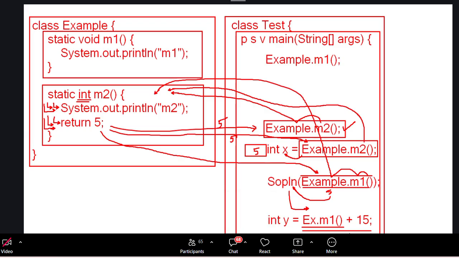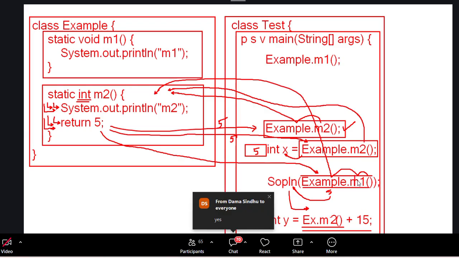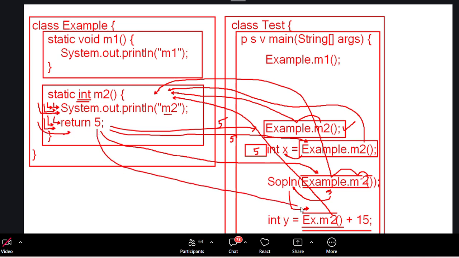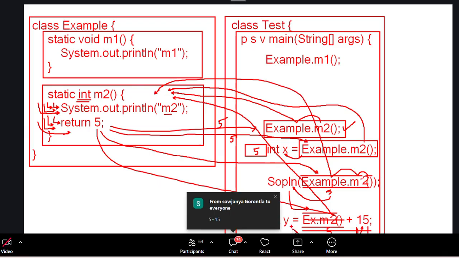Oh, okay, M2. Okay, sorry. This is all M2. Typing mistake. And tell me, allowed or not allowed? Expression is meant for what? Value. Expression requires what? Value. Tell me, does the M2 method return a value? What happened? First, control will go to the M2 method. Again, the SOPLN M2 message is printed. Then return 5. 5 returns to the calling place. M2 is replaced with what value? 5. 5 plus 15, result is what? 20. 20 is stored in y.